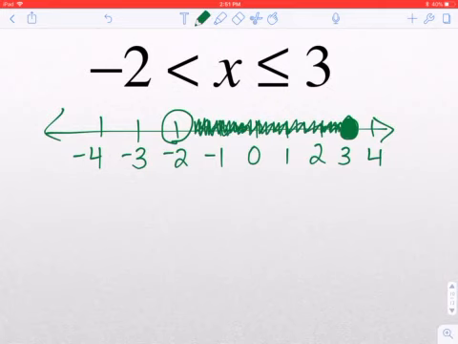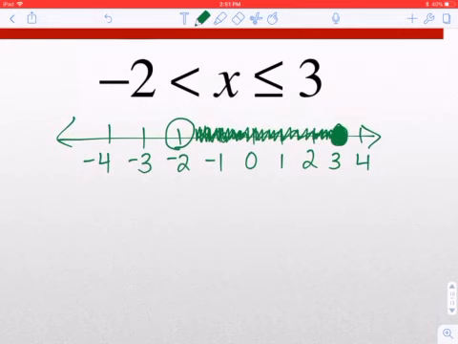Ands should go in like this because they're working together. You're both greater than -2 and less than or equal to 3. Some possible solutions for this are -1, 0, 1, 2, or 3. Anything in the shaded region.